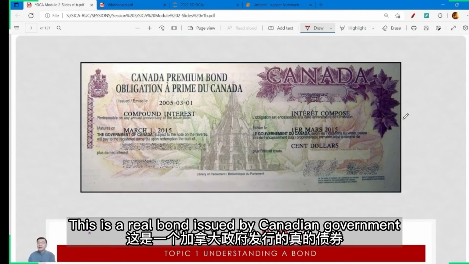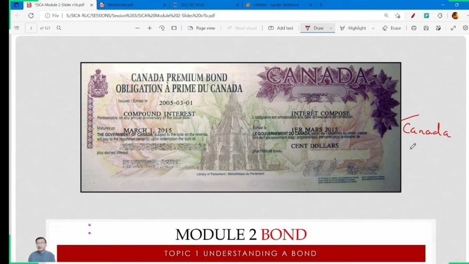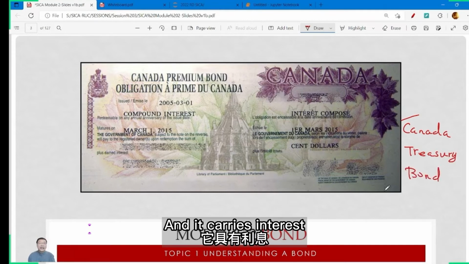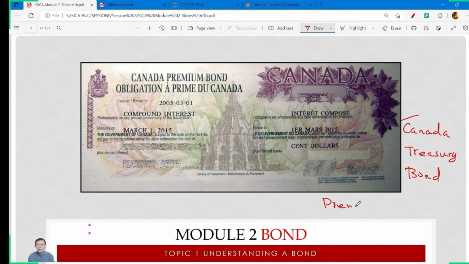This is a real bond. This is a real bond issued by the Canadian government. So it is a Canada Treasury bond. And it carries interest, so it is also called a premium bond.